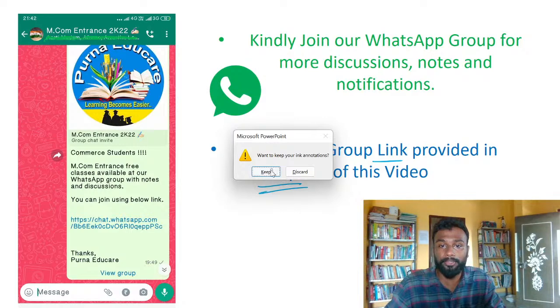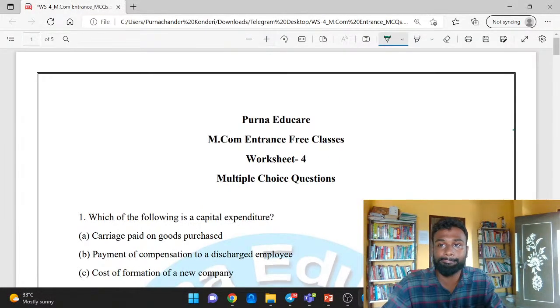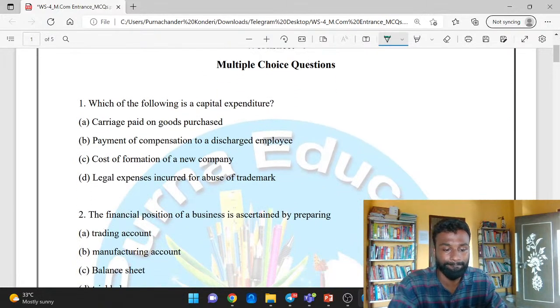So we are going back to the main content of the session today. So guys, you can solve question number one. Which of the following is a capital expenditure?